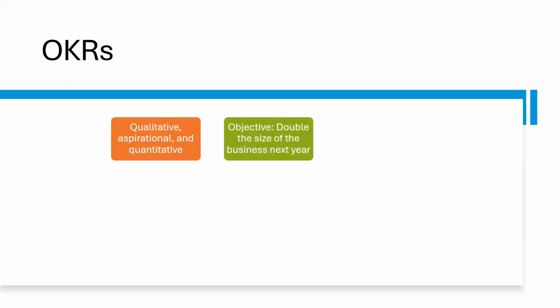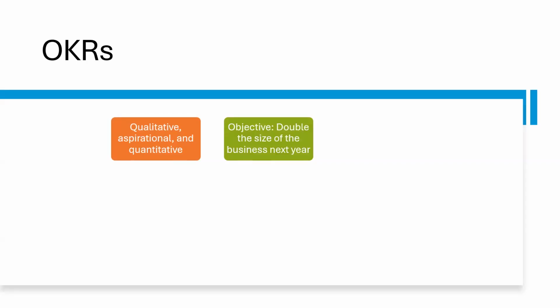So here we go. The qualitative bit would be our objective. So it might be our objective is to double the size of the business next year. So that's a fine aspiration. It's a bit of a vision, really, set out like that. And as you notice, that hasn't got metrics against it necessarily. It's just a direction of travel. It's a big, ambitious goal for 2025, as I'm filming this at the end of 2024.